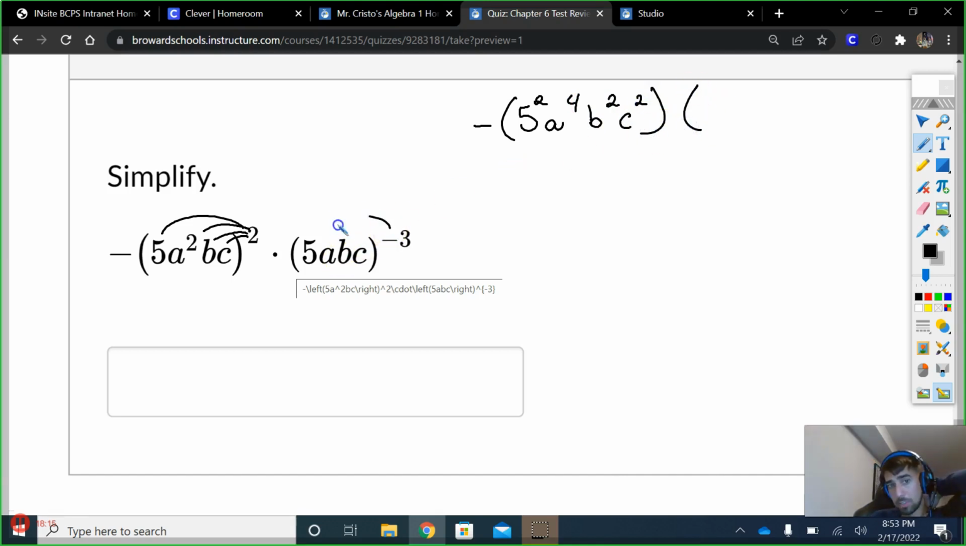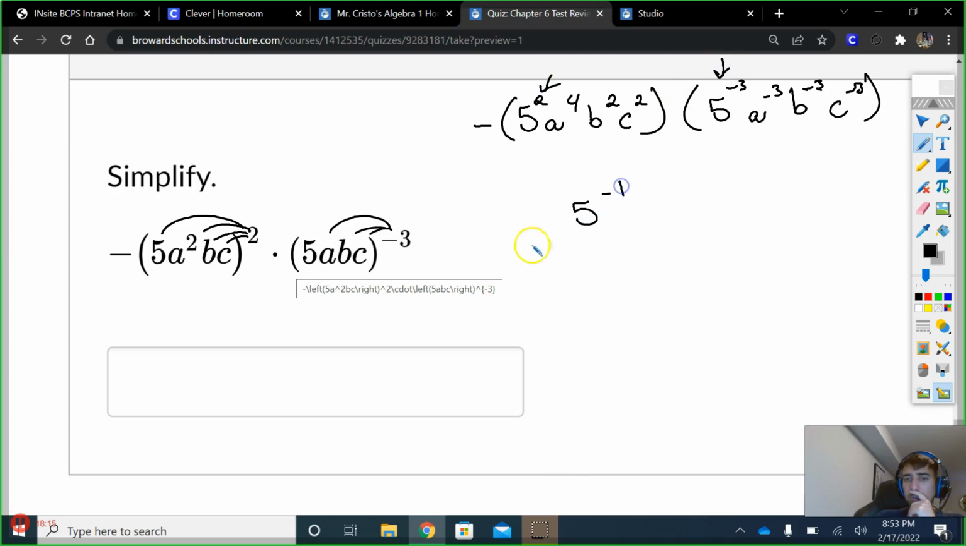Times, that means all of these are going to have exponents now. So it'd be 5 to the negative 3, A to the negative 3, B to the negative 3, C to the negative 3. I can apply the same base rules. These two have the same base, so I can add the exponents. That'll be 5 to the negative 1 power. A to the 4 times A to the negative 3 will give you A to the 1. B to the 2 times B to the negative 3 will give you B to the negative 1. C to the 2 times C to the negative 3 will give you C to the negative 1.